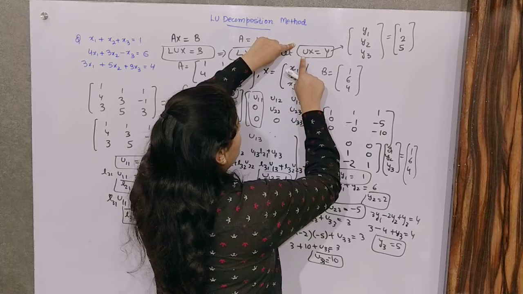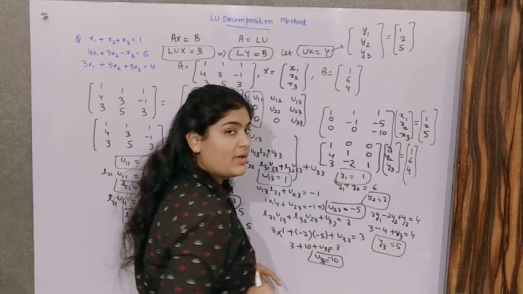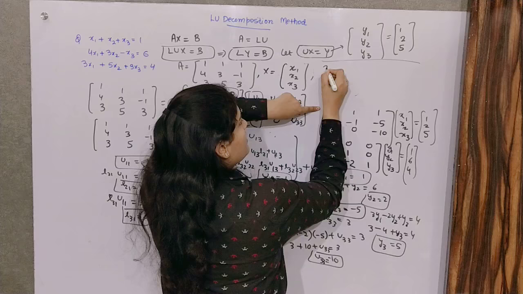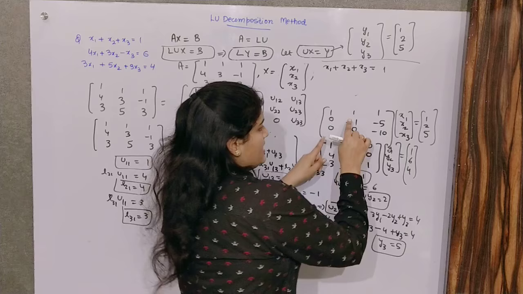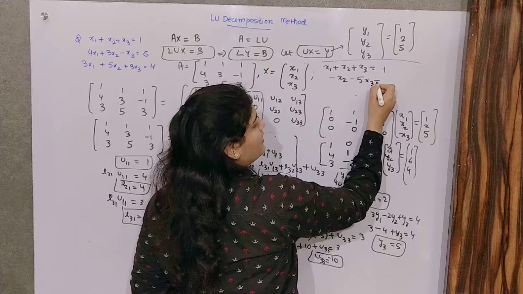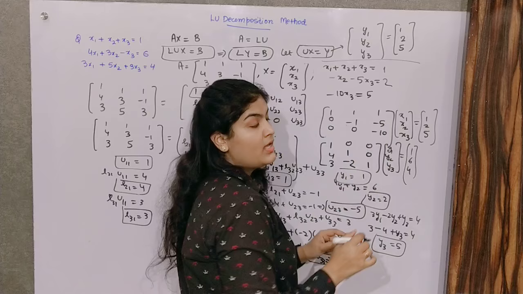Right? So if you substitute here, your U times x1, x2, x3 is equal to Y, which is 1, 2, 5. Then now you can find out the values of x1, x2, x3. How? Let me solve it here. First row, first column, x1 plus x2 plus x3 equals 1. Second row: 0 times x1 is 0, minus x2 minus 5 x3 equals 2. And then third row: minus 10 x3 equals 5. So from here, your x3 is 5 by 10, that means 1 by 2.